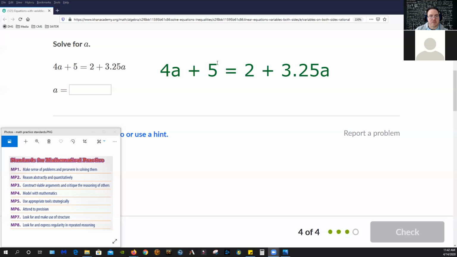All right. So the first thing I'd like to do is combine like terms, but as I'm looking at this, I'm noticing that 4a plus 5, 2 plus 3.25a, there are no like terms to be combined here like there were on the last problem. So in this case, we're going to go ahead and start with our inverse operations, and these are things you have to think of intuitively. No one's going to tell you to do them. So since I've got 4a here and 3.25 here, I want to stay positive if at all possible. So I'm going to go ahead and subtract the smaller number. So I'm going to take away 3.25a from both sides.